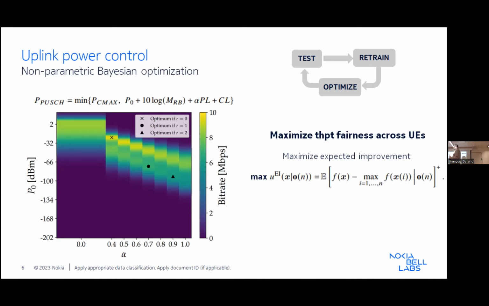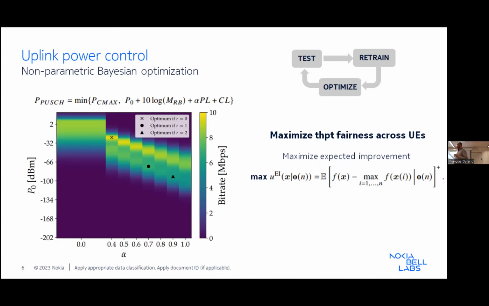Sorry, I don't understand, what is alpha? Basically alpha and P0 are the two parameters that we want to optimize. If alpha equals one, P0 is basically the received power at the base station. Alpha regulates how much you want to compensate for the path loss. So ideally, you want to stay at a reasonable P0 value and alpha equal to one.